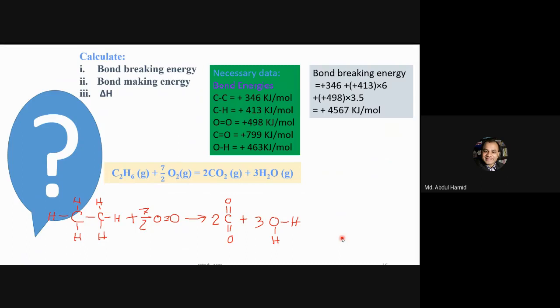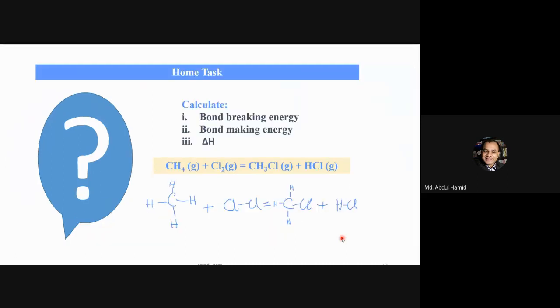C2H6 and water produce, the bond breaking energy, bond making energy. Here bond making is greater again, so exothermic. Another home task you have to do at home. So how many have I given you? 3. You can take this one as well, the screenshot or the picture. For this one, you have to pick the data from the previous one.